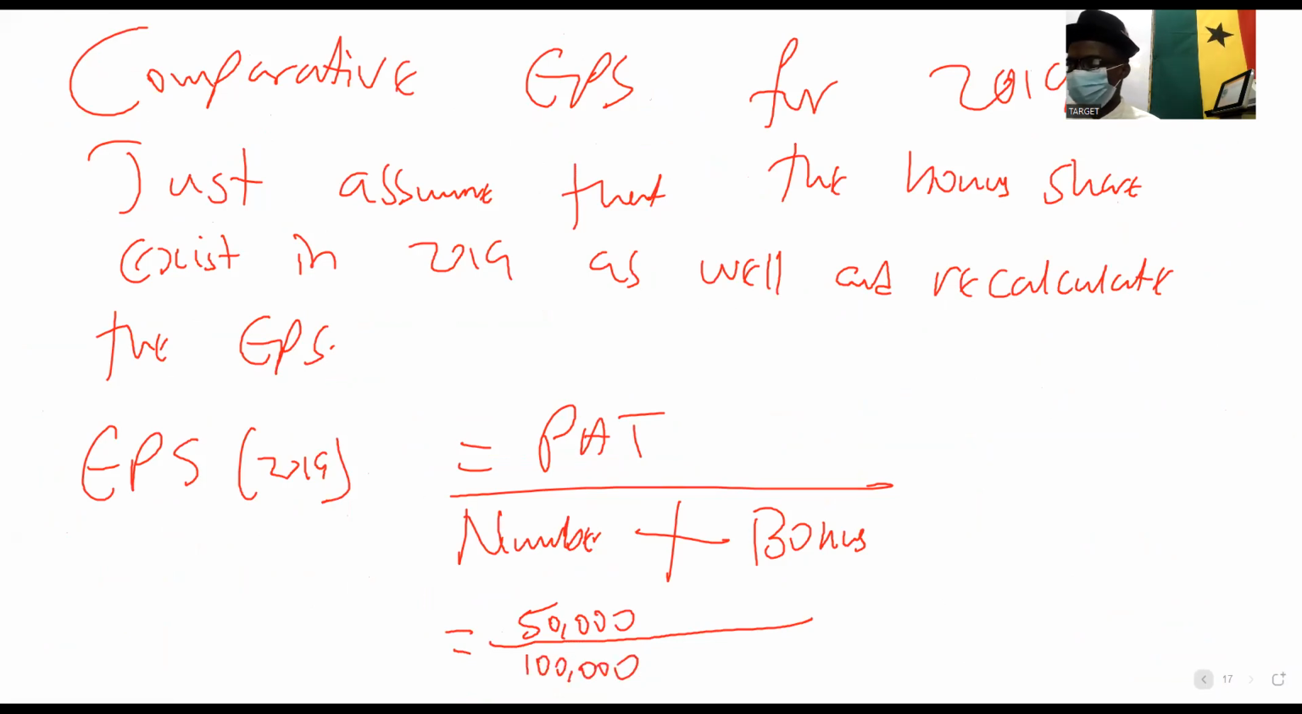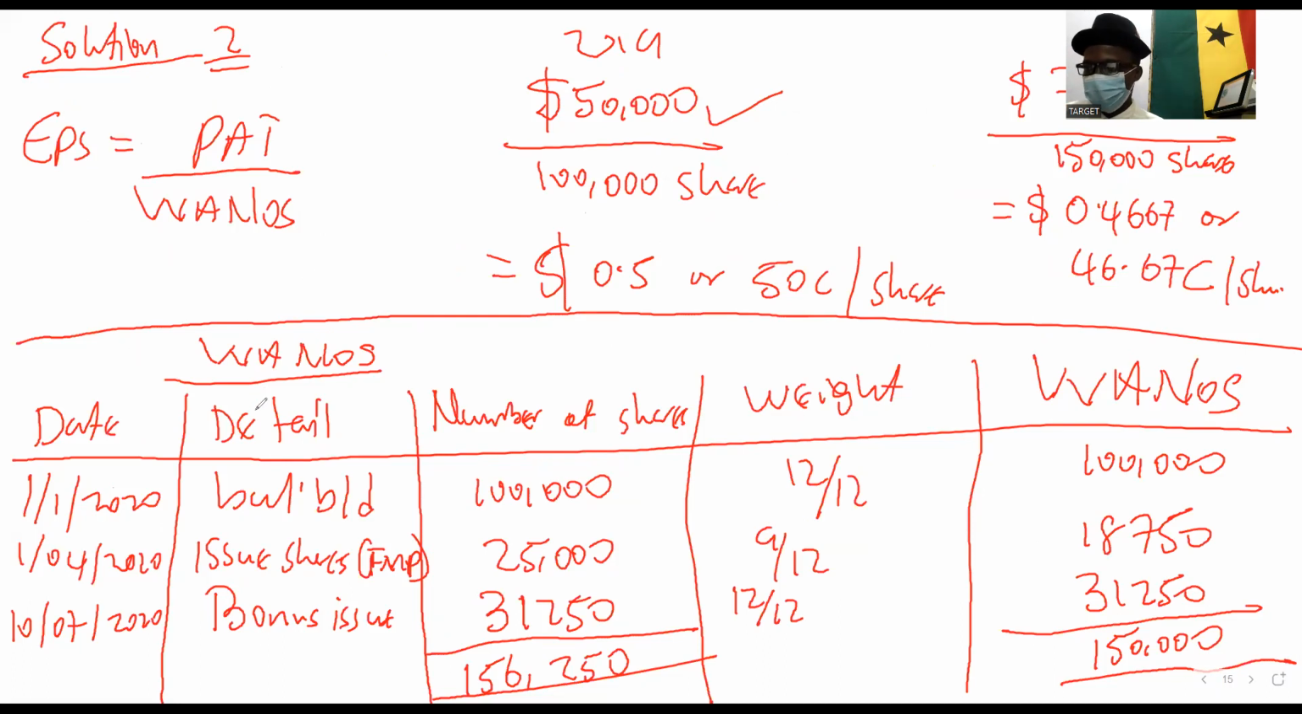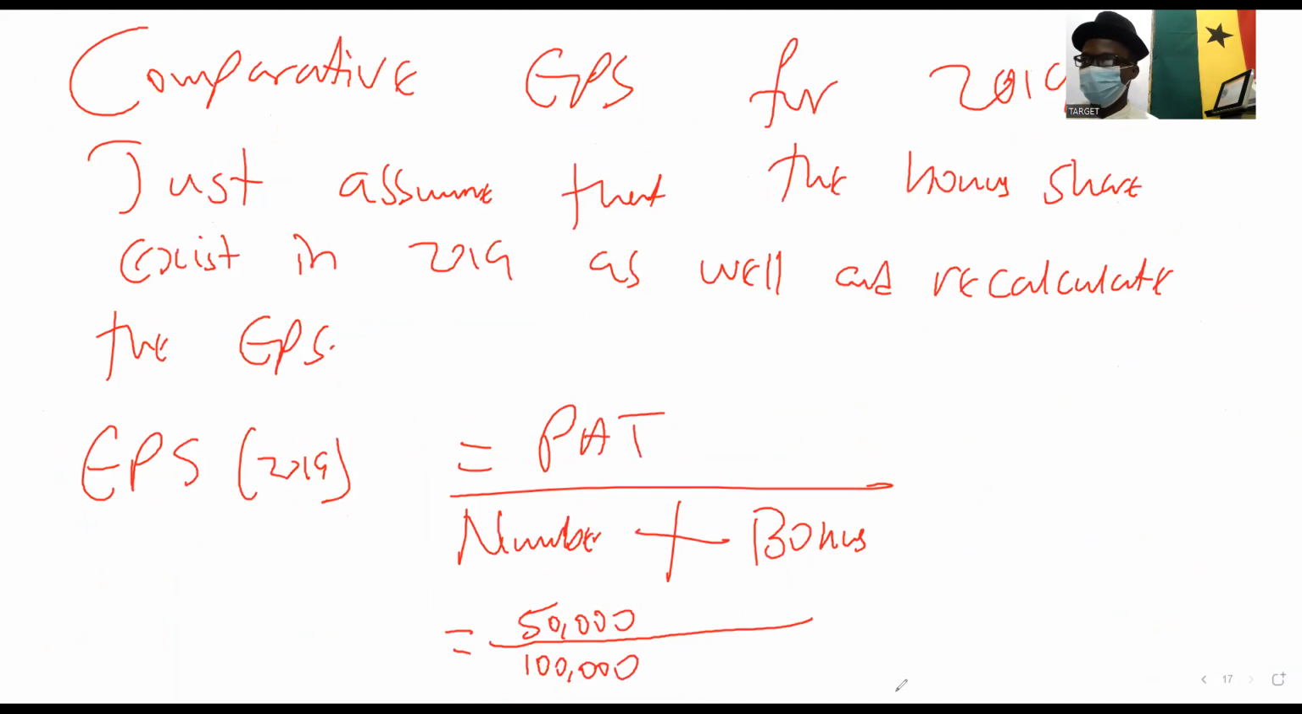How many bonus issues were made? So go to your table, the bonus shares. What's the bonus share? 31,250. Assume that this 31,250 also exists in 2019. So therefore now they will have the same basis. You can never compare things of different bases. Please, it's not a good thing. Never and never compare things of different bases. It won't give a good judgment. So plus the bonus of 31,250.